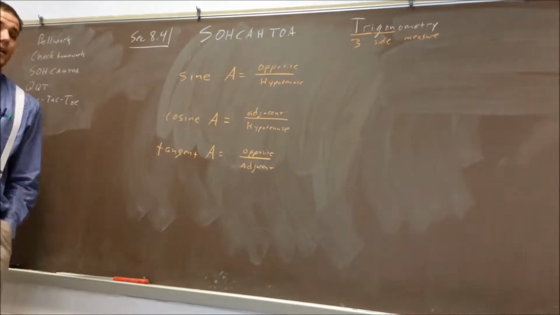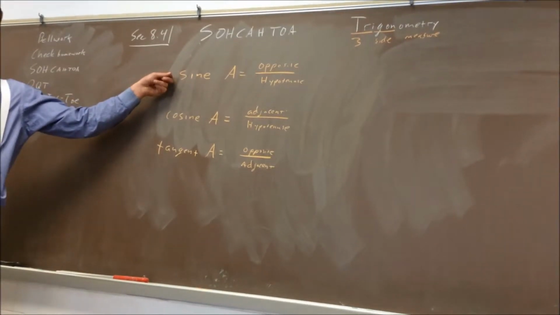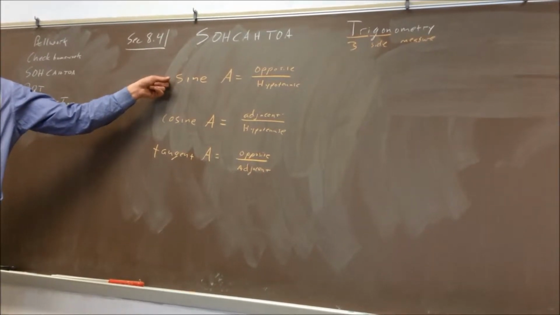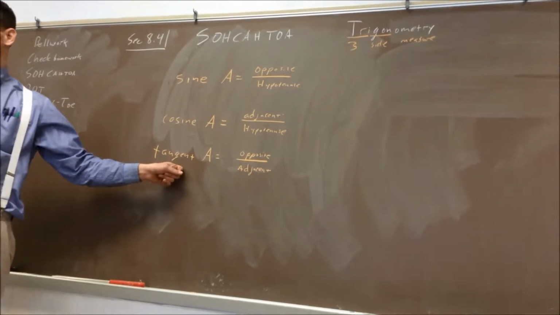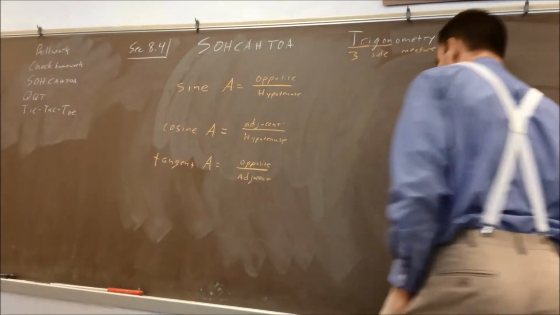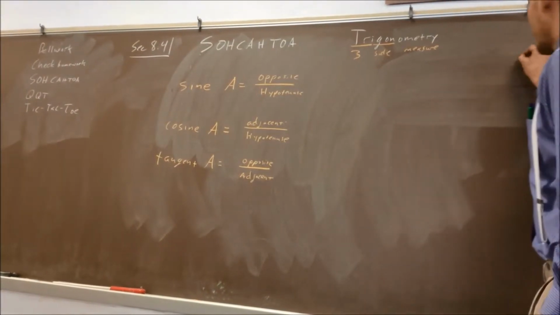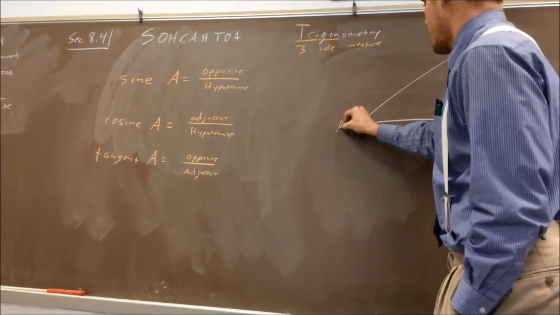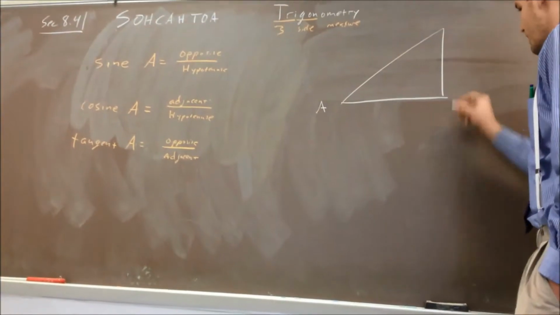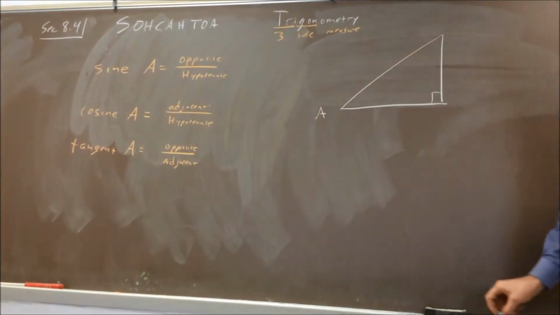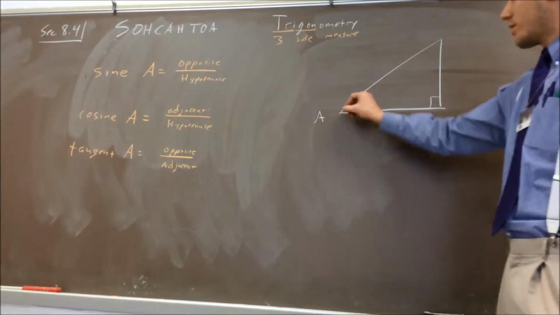Now, you want Latin here, sine meaning like sans, I believe, meaning without, tangent as in touch, tangible, etc. But all these come back to a right triangle. So if this is angle A, we've got to know what's the opposite side, what's the adjacent side, and what's the hypotenuse. Not too hard.